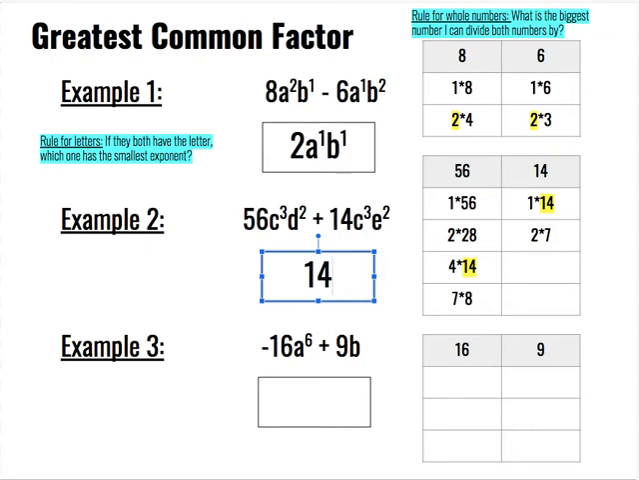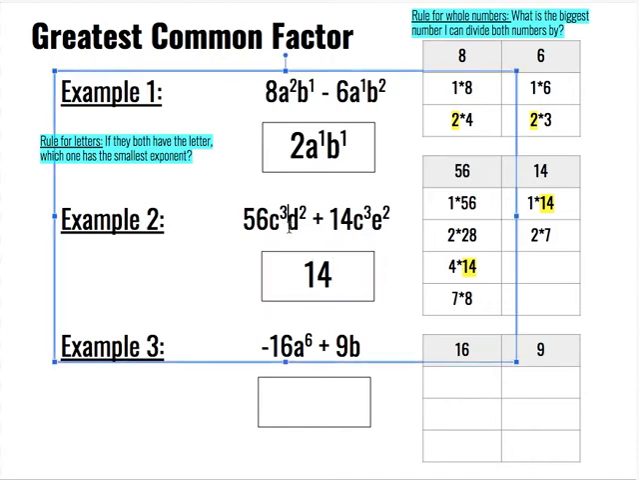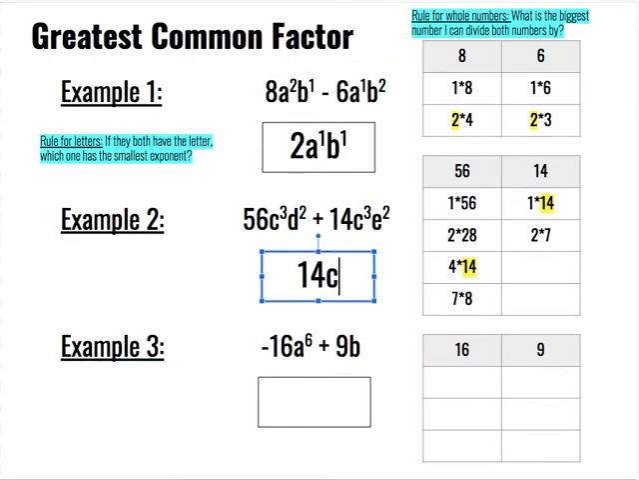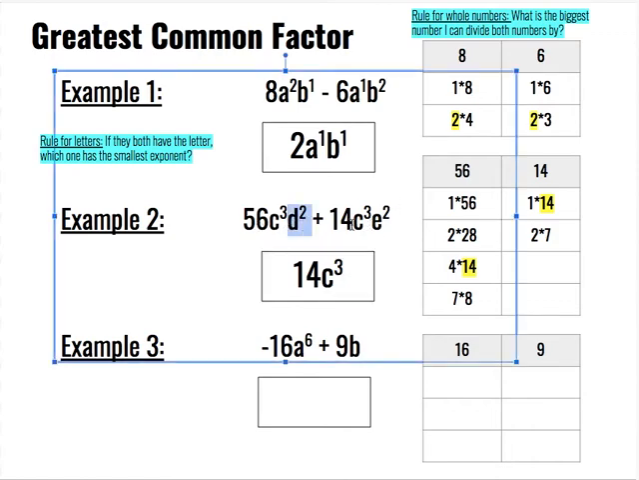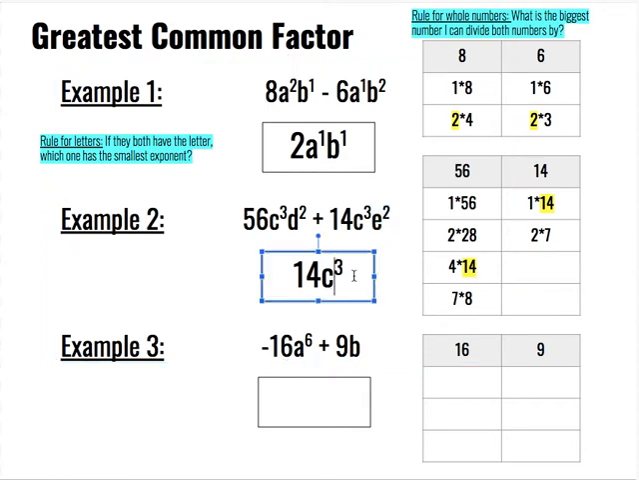All right, so for our letters, do they both have a letter c? They sure do. They both have a c to the third power. So out of those c to the third power, which one has the smallest exponent? I mean, they both have a 3. So I am able to take away 3 from both with no issues or no problems. All right, do they both have a d in common? No, only one of them does. So that means that you cannot put d down. What about e? Did they both have an e in common? No. So that means that you can also not put an e down. So my answer is 14c to the third.